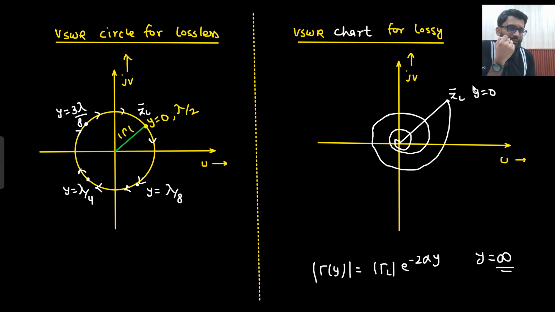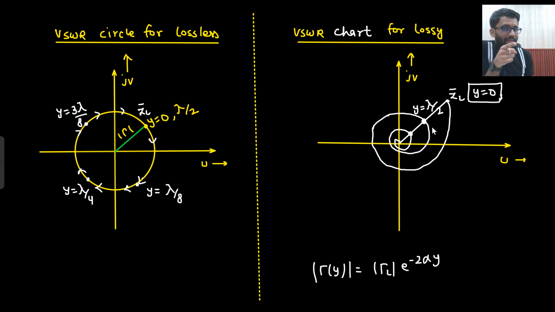Now this is your y equals 0, right? Can you let me know what will be this length? Think about it. This is your y equals 0. What will be this length? This length will be y equals lambda by 2. Why is that so?